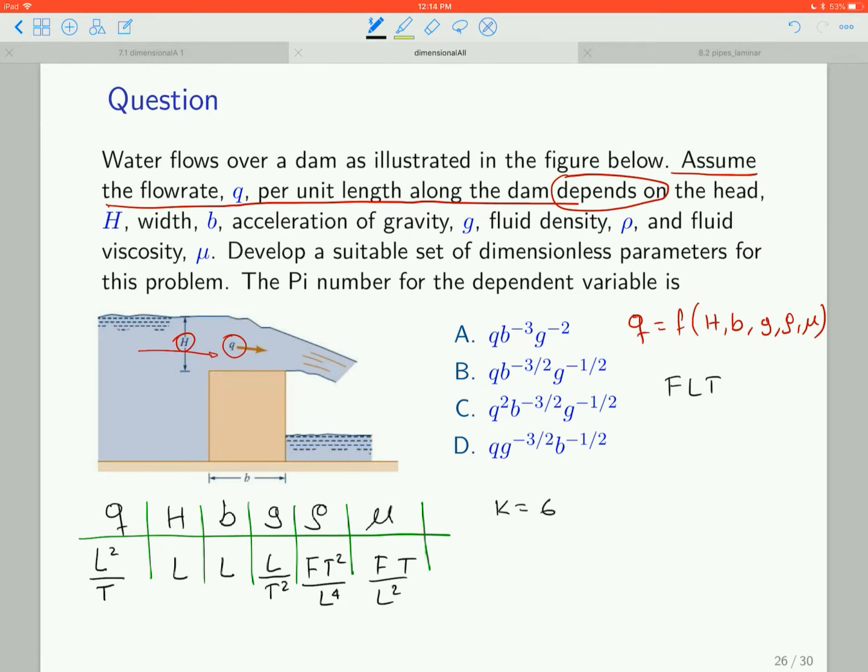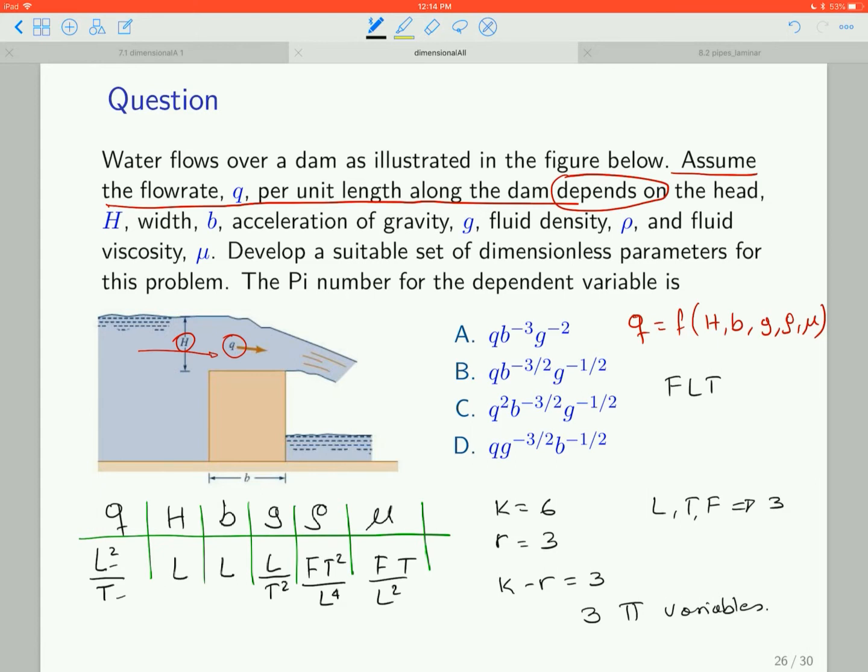So the number of variables is 6, so K is equal to 6, and R is equal to 3. Okay, why? Because we have length, time, and force, so we have 3. So K minus R is equal to 3. So we are going to have 3 pi variables. Okay, this part should be straightforward for everyone.